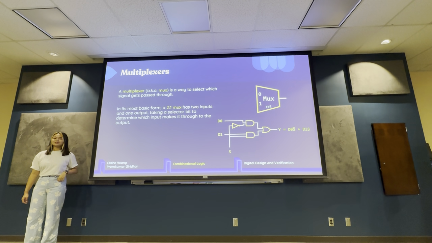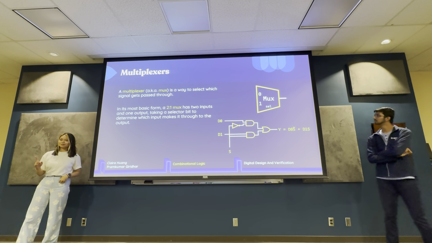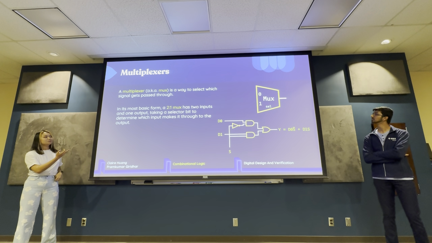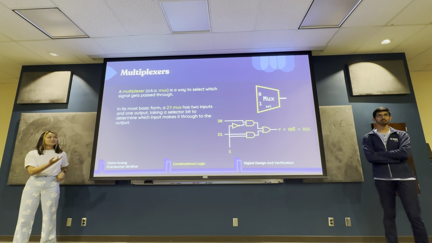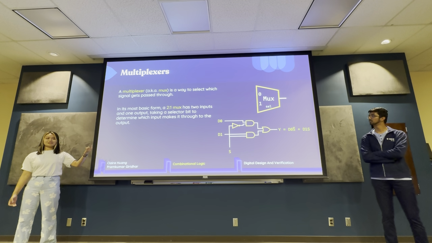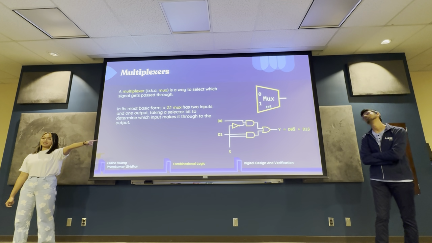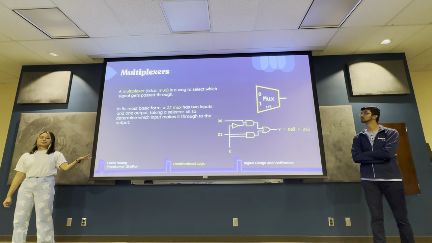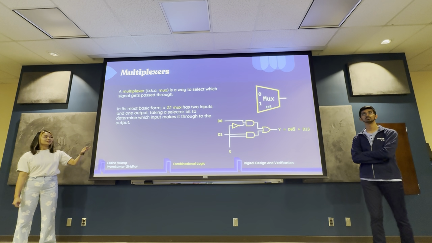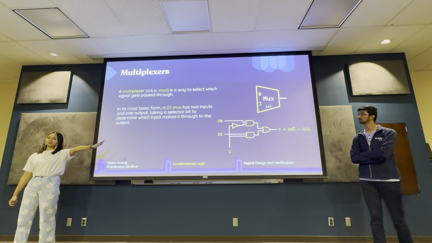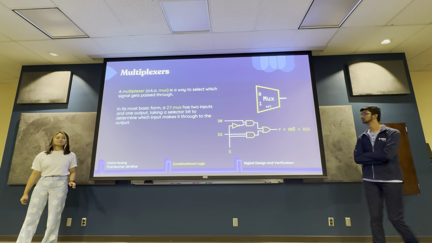The most basic form, as we see over here, is the 2-to-1 multiplexer, which means that it takes one select bit and has two inputs. For example, if the select bit is zero, then whatever is connected to the zero port will go through to the output. And again, if the selector is one, then whatever comes into the one branch will go through the multiplexer into the output.